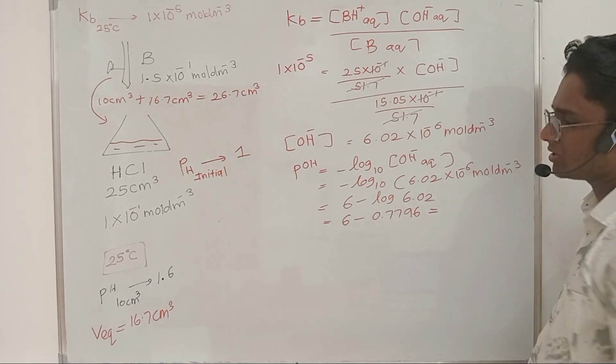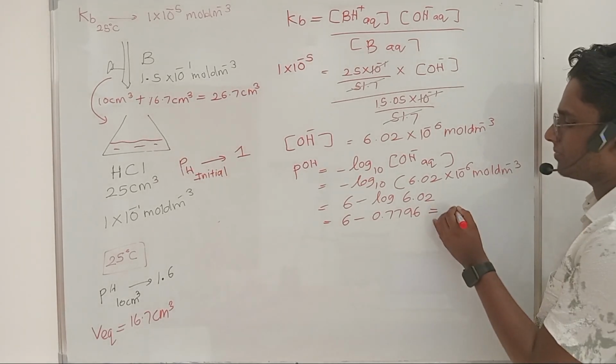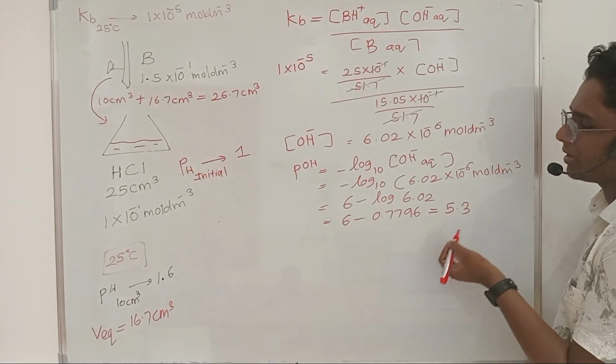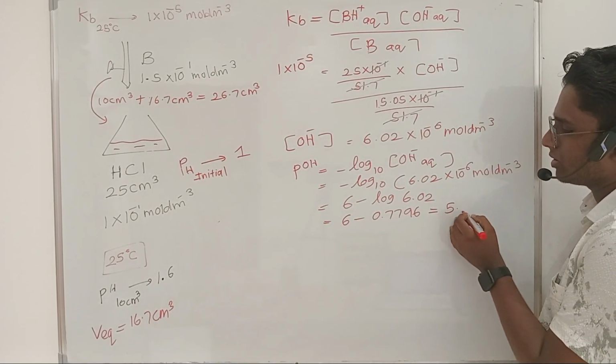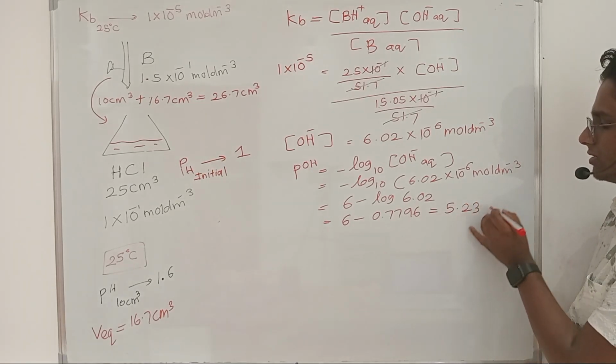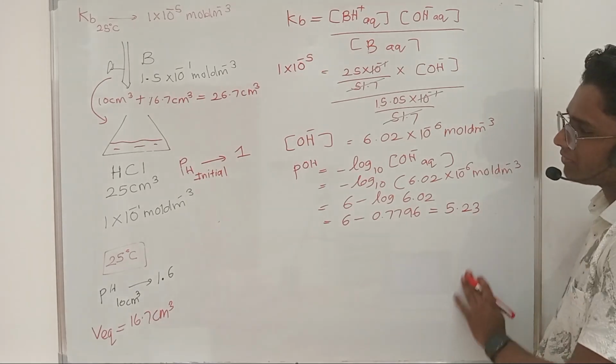What is pOH? 6 minus 0.7, I can take approximately 5.3, right. It will become 5.23. This is the value, right. Now how can I find the pH?